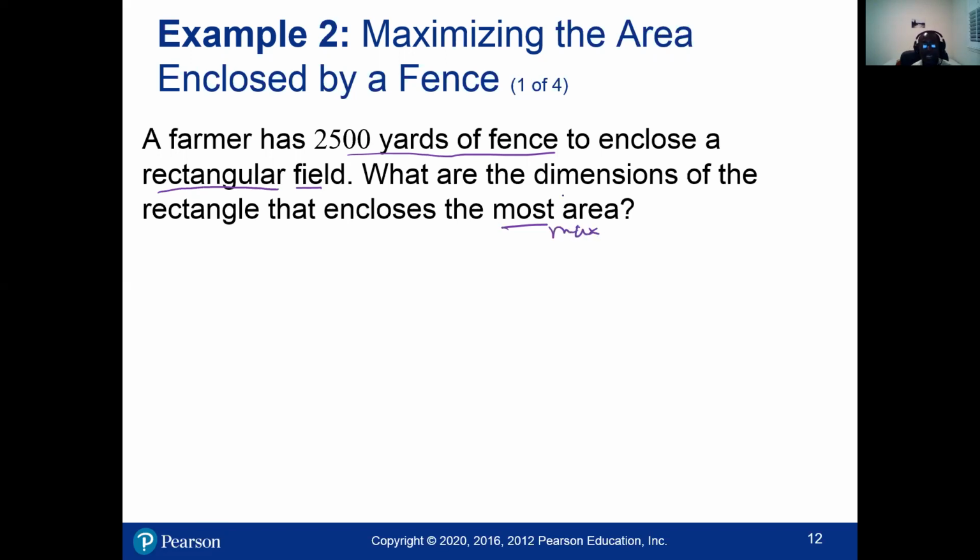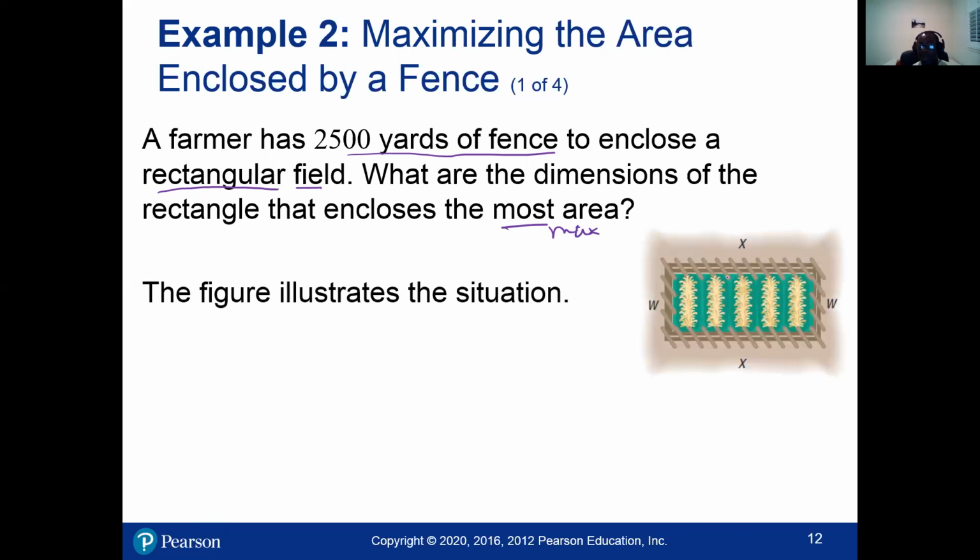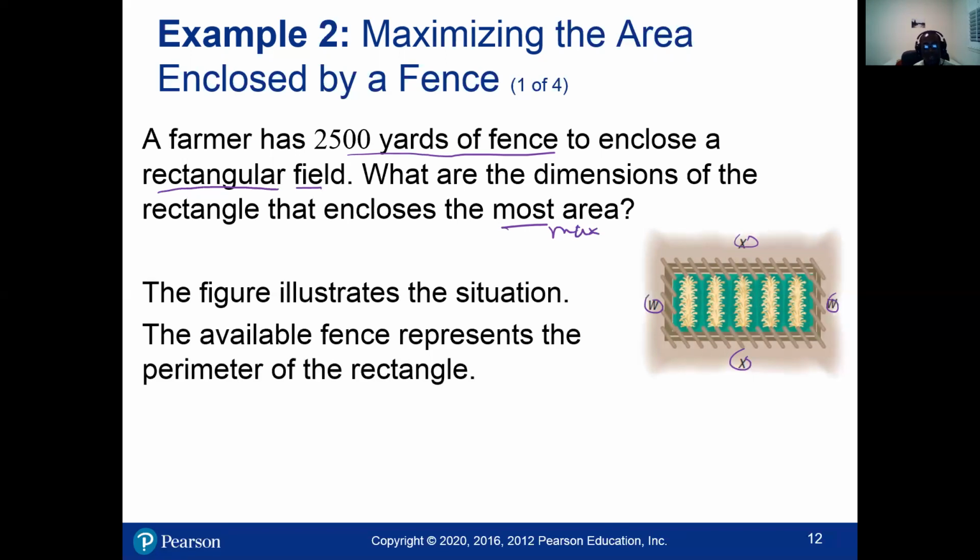Okay, so here's a diagram. This is my rectangular garden, or farm, labeled with length x and width w. We know how to find the area of a rectangle. Well, the question is what is the area? The available fencing goes around this, and that is called the perimeter. So the perimeter of the rectangle is actually the 2,500 yards.